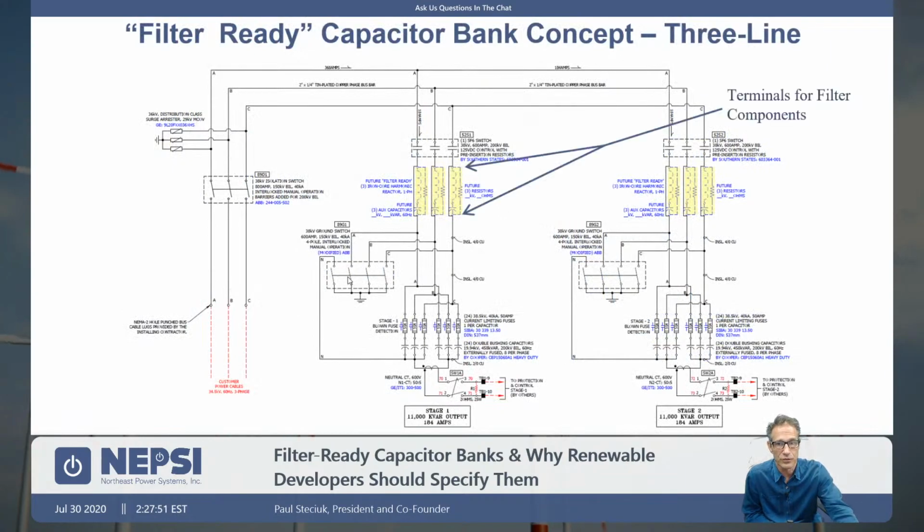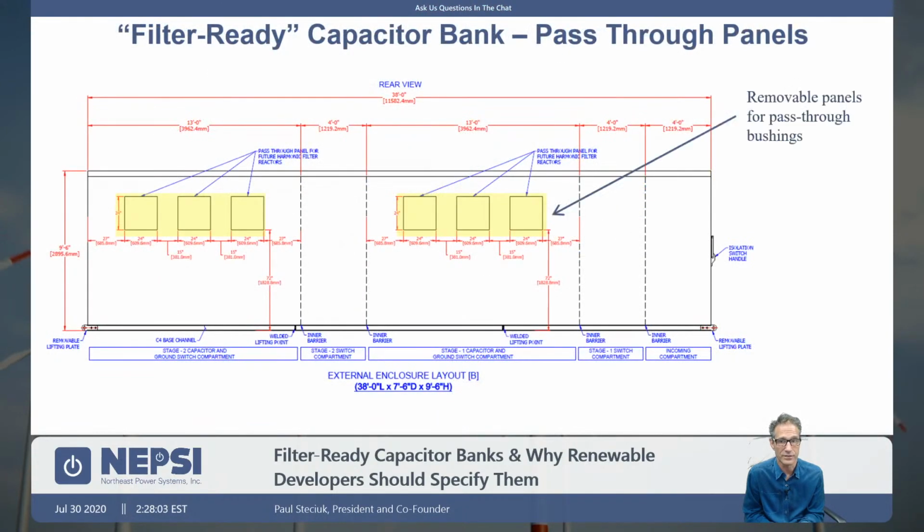So this kind of shows how it looks in a three-line diagram. You can see here that the shaded yellow area is what we can add at a later date. Okay, nothing else changes. So it's quite simple. We just need to have terminals. For the metal enclosed solution, we're going to put rear panels on it, or side panels. These are pass-through bushing panels. Basically, we're looking to go from the capacitor bank to the reactor bank, okay, and then back into the capacitor bank, because our cables are now in the capacitor bank. So this is what's required.